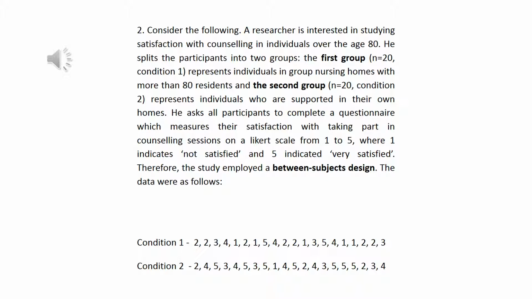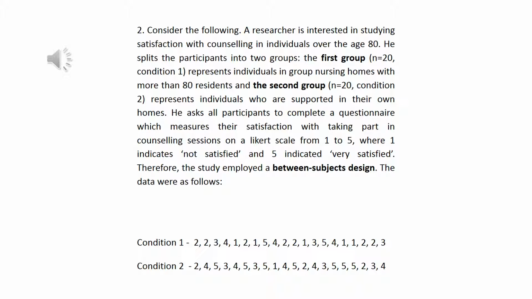Okay, so we have a slightly different scenario here. A researcher is interested in studying satisfaction with counselling in individuals over the age of 80. He splits the participants into two groups. The first group, which has 20 participants, is condition 1, and represents individuals in group nursing homes with more than 80 residents. And the second group also has 20 participants, condition 2, and represents individuals who are supported in their own homes.